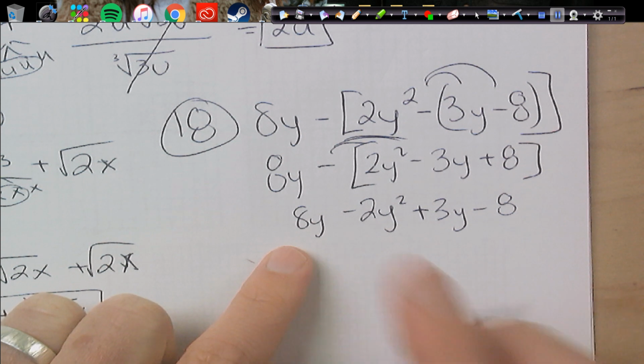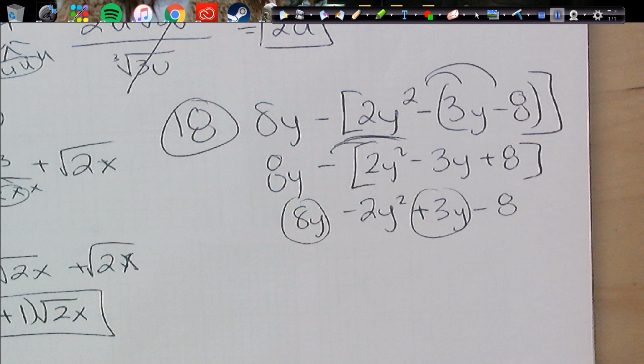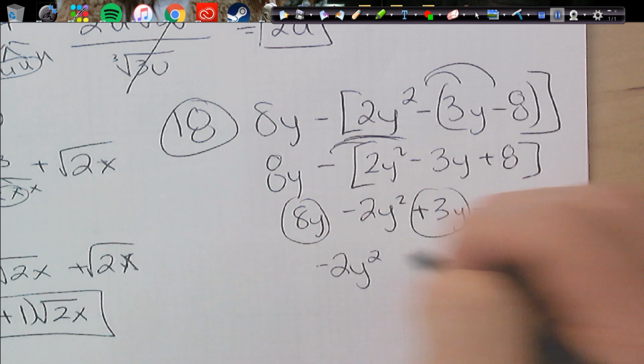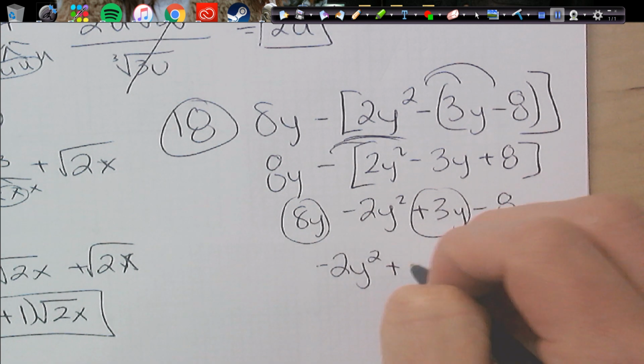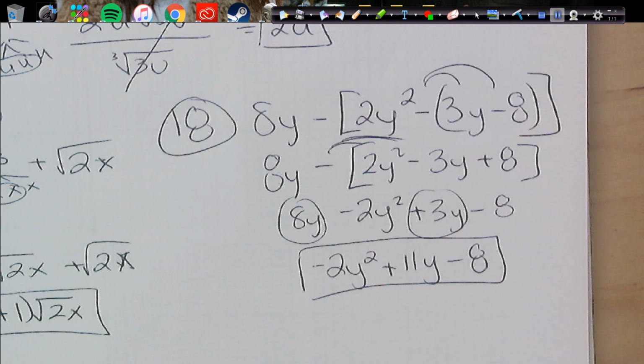And then we can combine like terms. And it asks us to put this in standard form, so we want to put the negative 2y squared in the front, plus, that becomes 11y minus 8. So again, standard form, we go from the highest degree, which here is a squared term, down to y, and then down to no term. Okay?